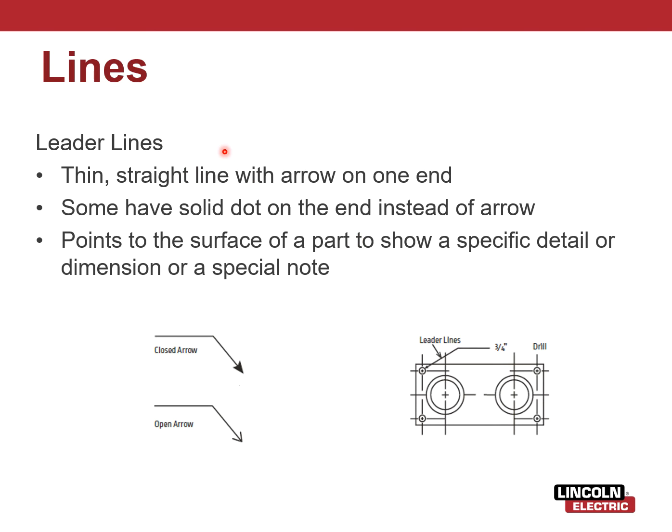And we have our leader lines. This is a thin straight line with an arrow on one end. Some have solid dots on the end instead of an arrow. It points to the surface of a part to show a specific detail or dimension or a special note.